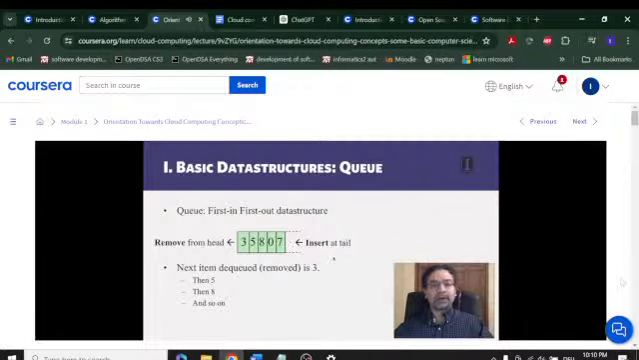So removal always comes from the head, while insertion always happens at the tail. For instance, given this particular queue consisting of 5 elements, if you dequeue or remove an item, then that item will be 3. At that point of time, the queue will only consist of 5, 8, 0, and 7, with the head pointing to 5.